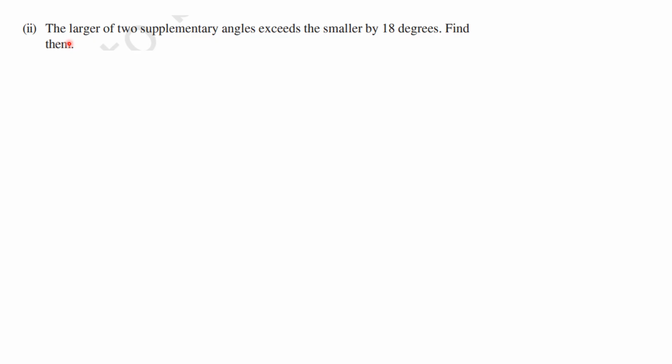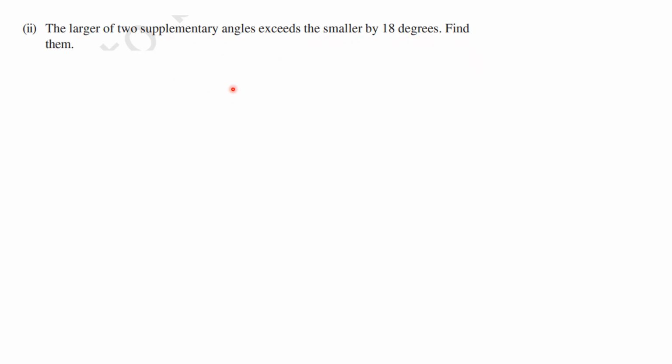Now question number 2. The larger of two supplementary angles exceeds the smaller by 18 degrees. Find them. Now see, first of all, many times children get confused. What is the meaning of supplementary angle? What is the meaning of complementary angle? So supplementary angles means two angles whose sum is 180 degrees. And complementary angles means two angles whose sum is 90 degrees.